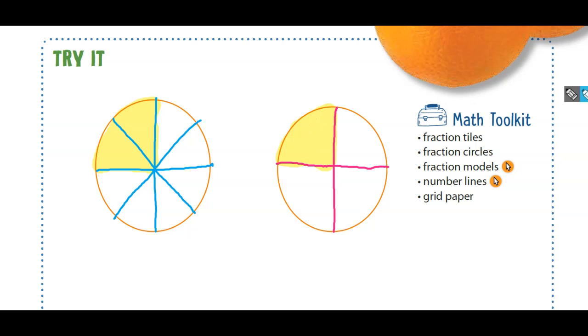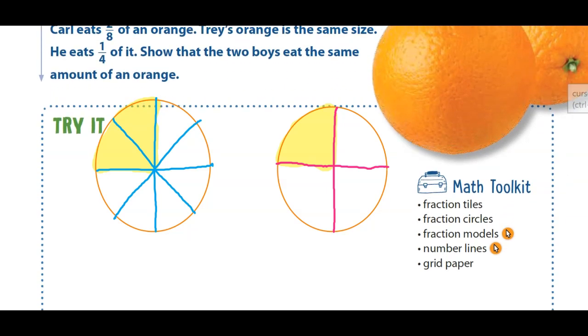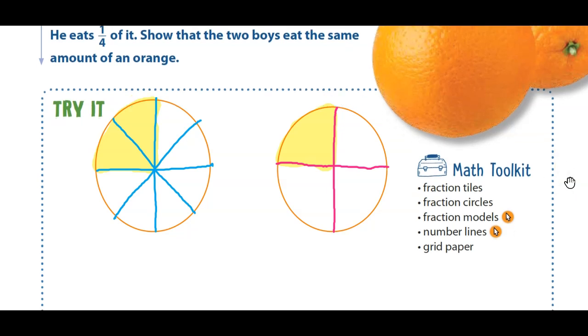Okay. The question was, show that the two boys ate the same amount of orange. Well, did he eat the same amount? Look at the figures. Did they eat the same amount? Yes, they did. Obviously, Carl had 2 small pieces of orange that equaled 1/4, right? While Trey just had 1 large piece that equaled 1/4. That was it. Okay, but they still had the same amount though.